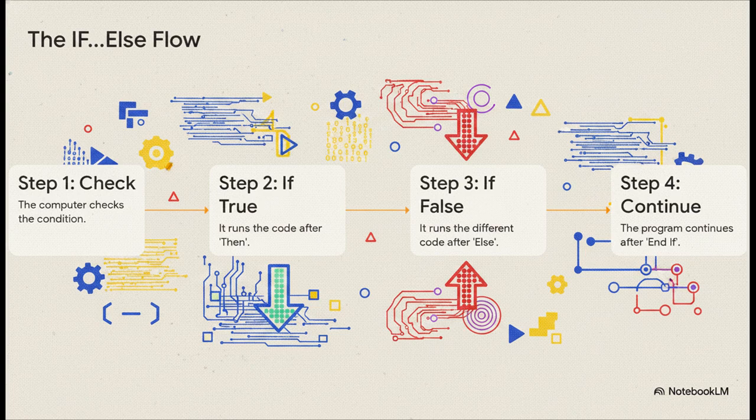So let's trace this new flow, shall we? The logic here is way more complete. The computer checks the condition. If it's true, it runs the code block after then. But if it's false, it runs a totally different block of code after else. Either way, no matter what happens, the program does something useful.